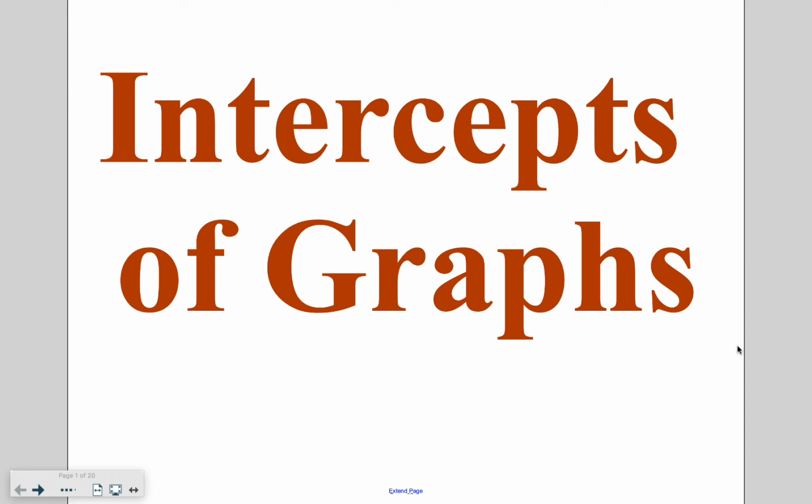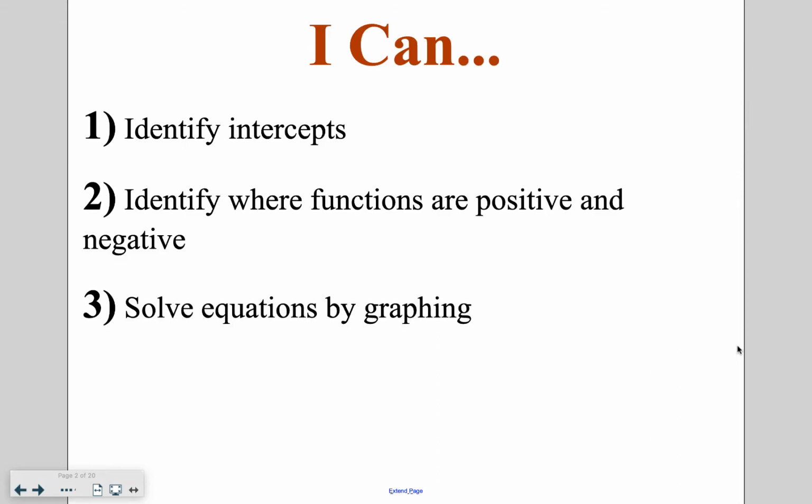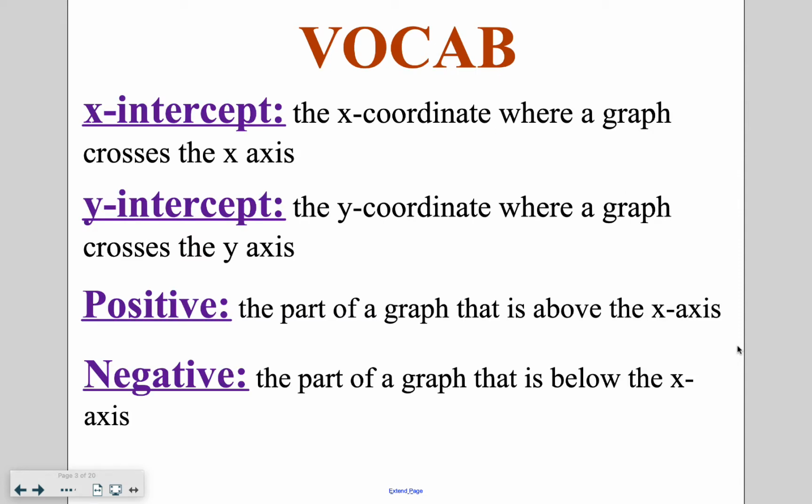Hello class, and welcome to today's algebra lesson, which is about the intercepts of graphs. By the end of today's lesson, you will be able to identify intercepts, determine where functions are positive and negative, and solve equations by graphing. So we'll start with a few definitions here.